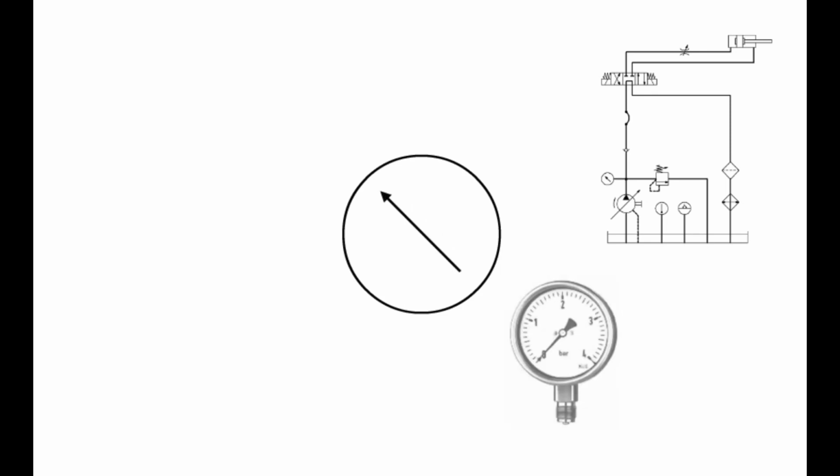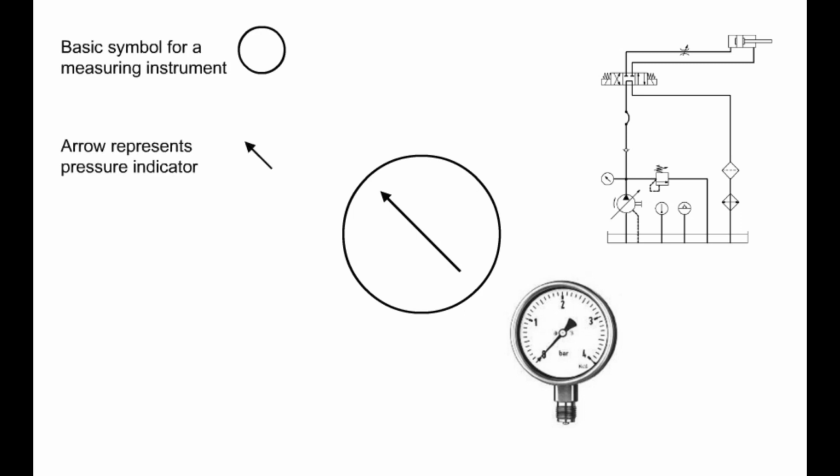At the input to the pressure relief valve, our hydraulic circuit will also be equipped with a pressure measuring instrument. In the schematic diagram, this component is represented by the symbol for a measuring instrument. An arrow, invariably pitched at 45 degrees west of north, is intended to denote the indicator of the pressure measuring instrument.